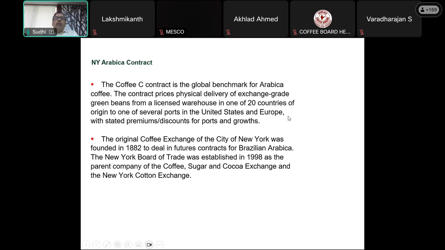You can tender to one of several ports in the United States, so 20 origins are recognized by the C contract, and you can tender to several ports in the US and Europe, with stated premiums and discounts at the ports. The original Coffee Exchange of the City of New York was founded in 1882 to deal in futures contracts of Brazilian Arabica. The New York Board of Trade was established in 1998 as the parent company of the coffee, sugar and cocoa exchange and the cotton exchange. So in New York, it's more about coffee, sugar, cocoa and cotton.